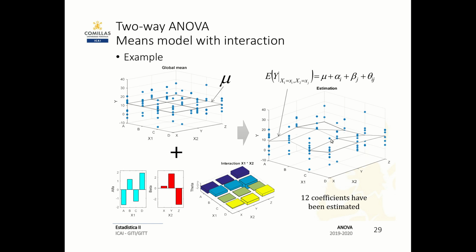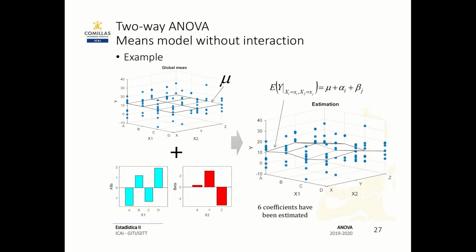Then we can count the number of parameters that we need. So here we have said we need 6 coefficients. So we need 1 for the mean. We have 4 levels for alpha, but we know that we only need to compute 3 because the 4th is automatically determined. So we have 1 plus 3 plus 2 for beta, and the reason is that the third beta again is automatically determined. So we have 1 plus 3 plus 2, that makes 6.